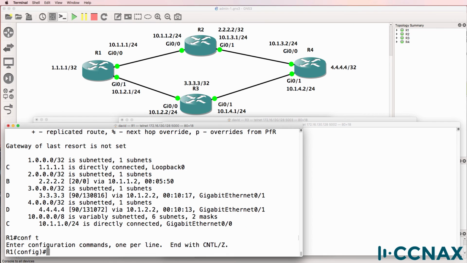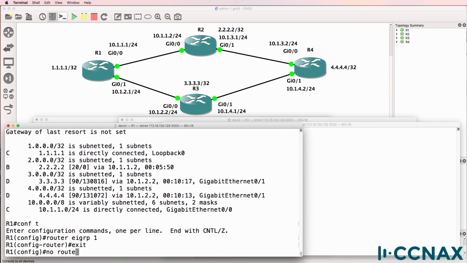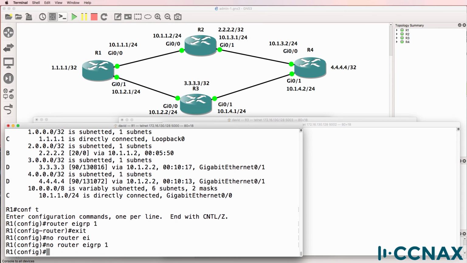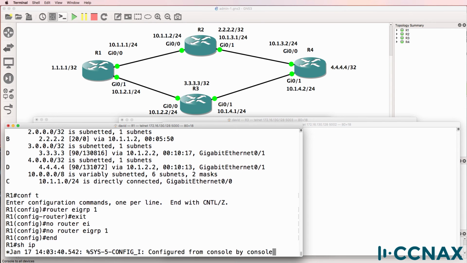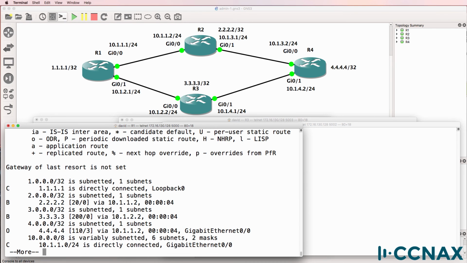So to prove that, let's remove EIGRP from router 1. So no router EIGRP 1. Show IP route. Notice the route is now available through BGP. Admin distance is 200. So remember, IBGP has an administrative distance of 200. EBGP has an admin distance of 20.